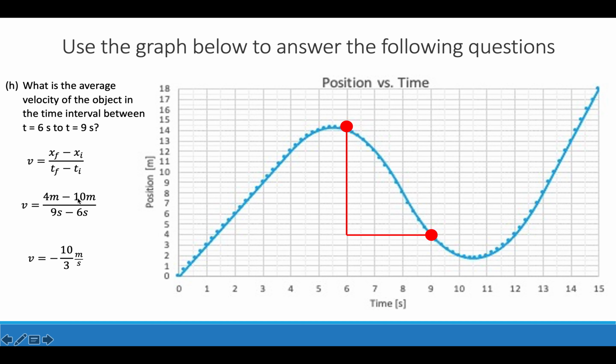So 4 minus 14 is negative 10. And then 9 seconds minus 6 seconds is 3 seconds. So that's how we can determine the average velocity. And this is negative because if you look between 6 seconds and 9 seconds, the object is moving in the negative direction, heading back towards the origin.